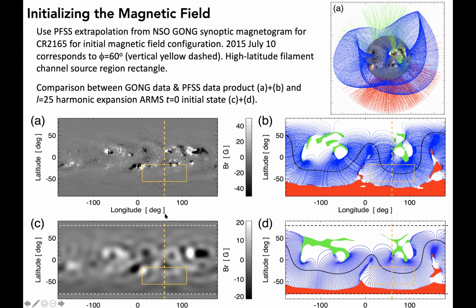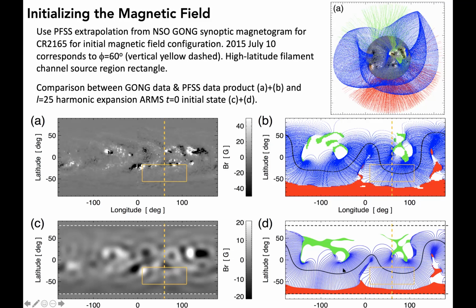So this dashed line is the day of the eruption, July 10th, and then this box is our kind of crude estimate of where the polarity inversion line is, stretching across the disk face. So you can see this is a huge source region. And when we look at the GONG potential field source surface extrapolation from this data, you can see that the polarity inversion line lies right under the helmet streamer belt.